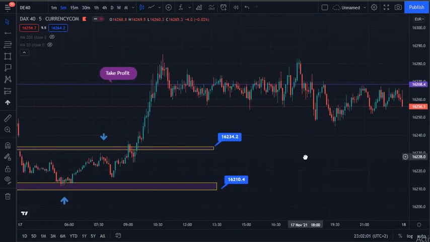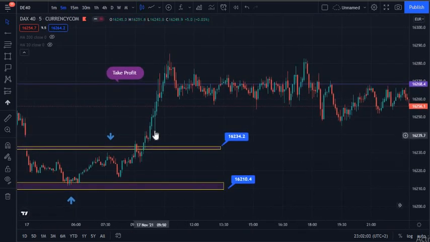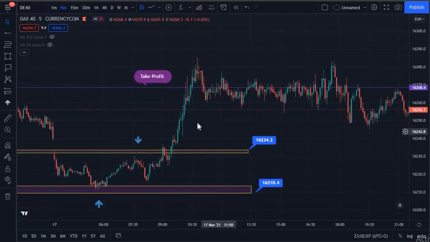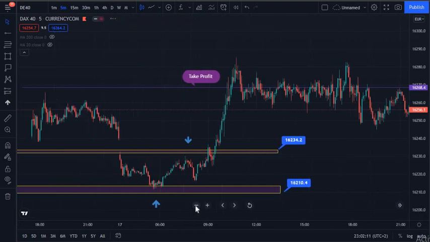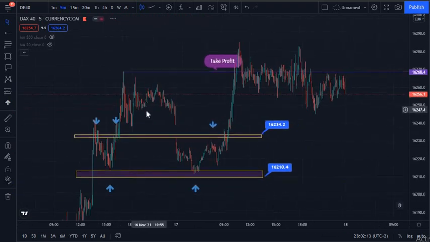It's one of those things, right? You could miss a trade. You miss a trade. But yeah, this is the review on DAX 40.